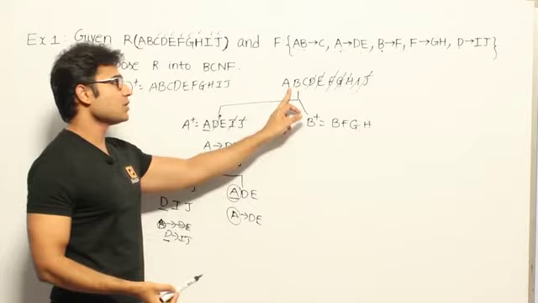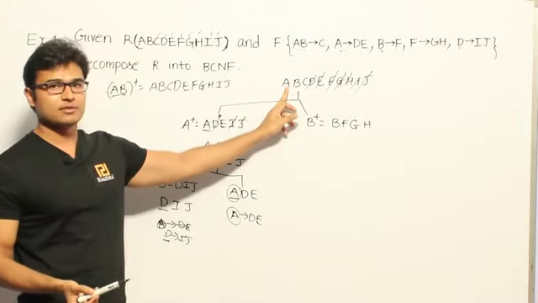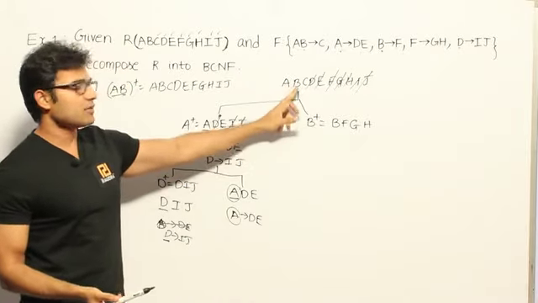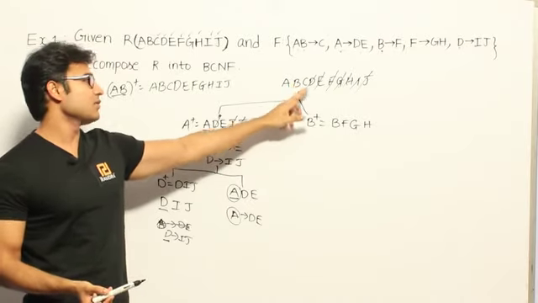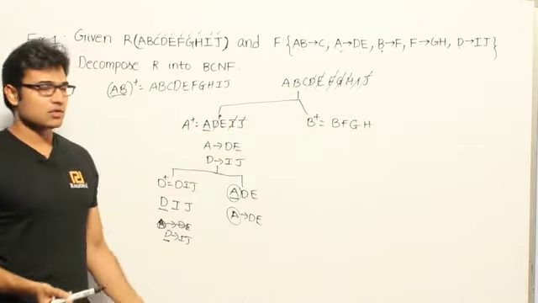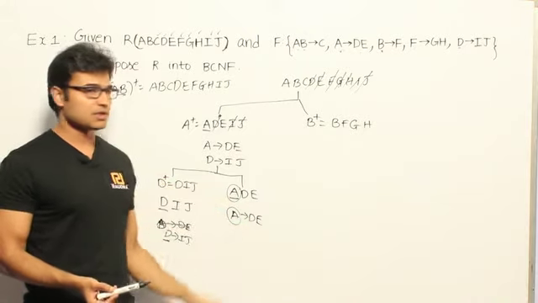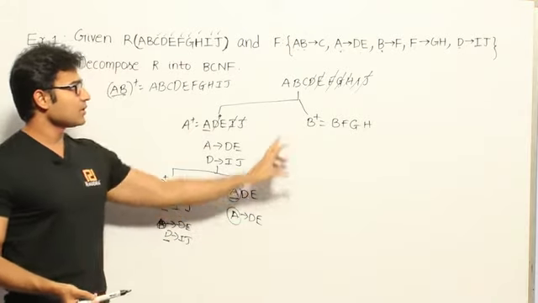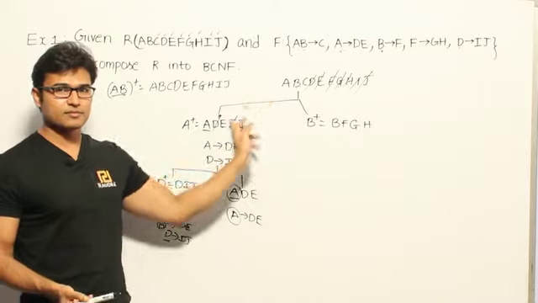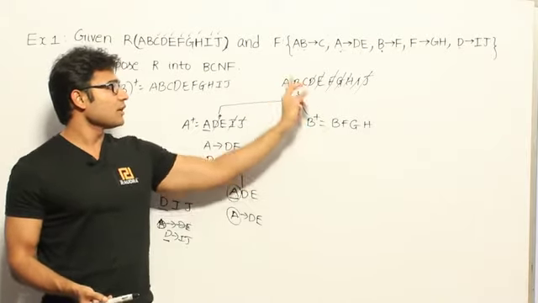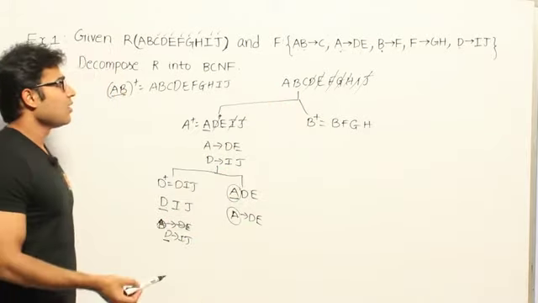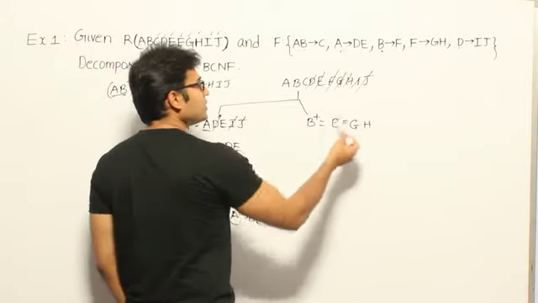See, whenever A is going to take away some attributes, let A be there, and whenever B is going to take away some attributes, let B be there. Whatever is remaining will be with those, so that you have to maintain always common attributes. See, for this entire thing the common attribute is A, and for this entire thing the common attribute is B, so let it be there. Okay, now what about this B, F, G, H?